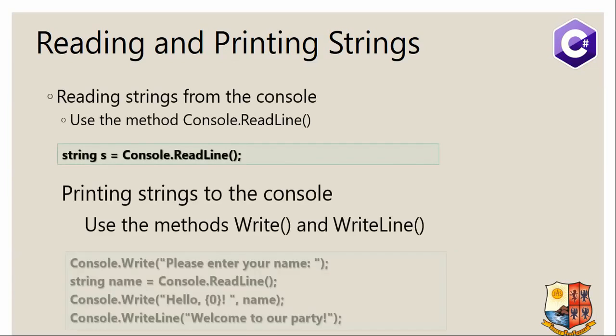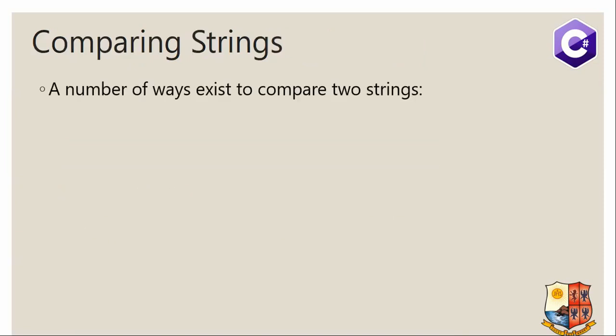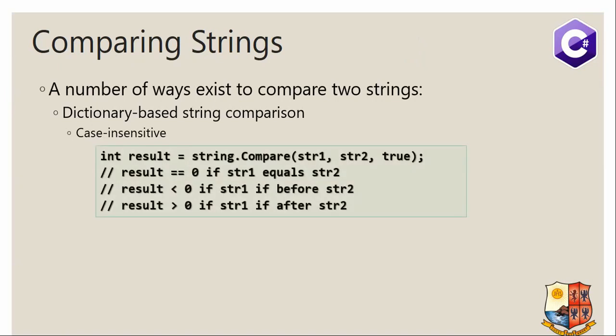Let me just quickly finish the reading and printing. I think you know Console.ReadLine and Console.WriteLine. These are used to print and read strings from the console. And for comparing strings, there are a number of ways. There is a case-insensitive and a case-sensitive way. This is the syntax: what you see in the first line is the syntax.